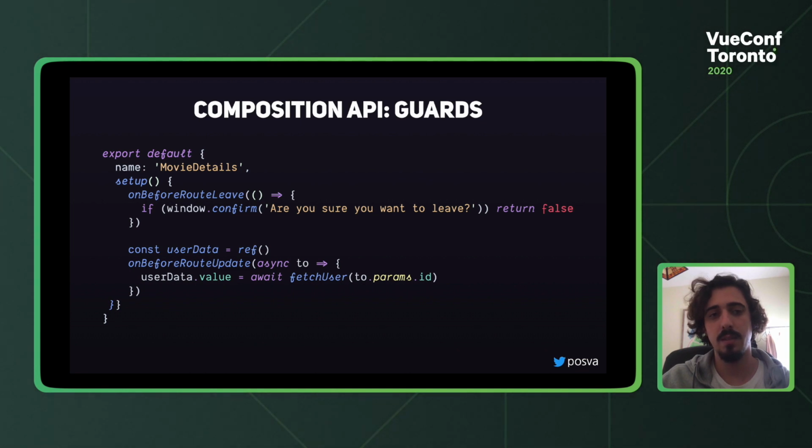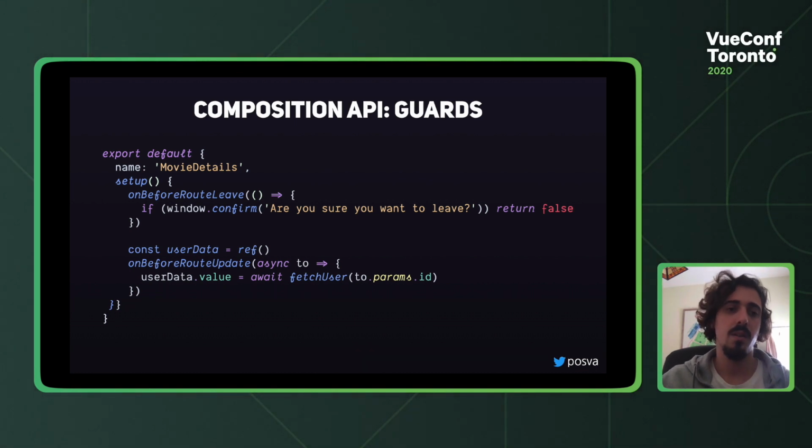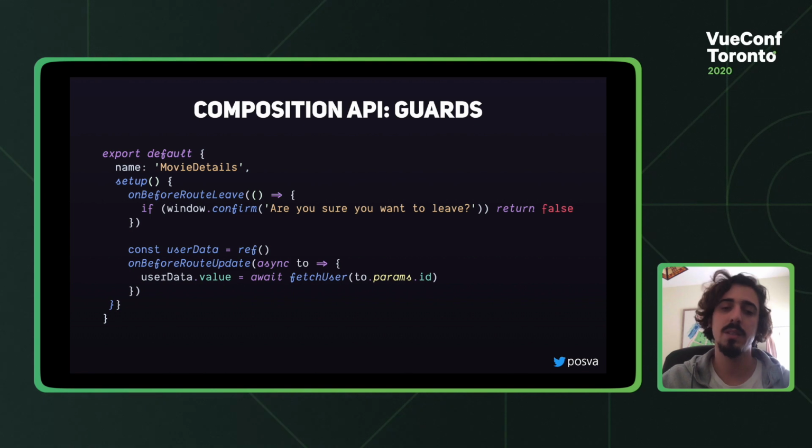But setup executes when we are trying to mount the component. So it means that we would have to finish the navigation to mount the component, and then the onBeforeRouteEnter will be called, which is too late because we already finished the navigation. However, in the case of onBeforeRouteLeave and onBeforeRouteUpdate, the components are already there mounted, so we can use them.